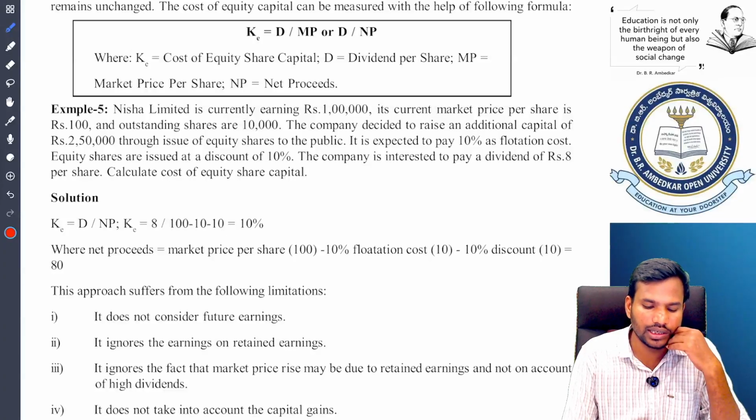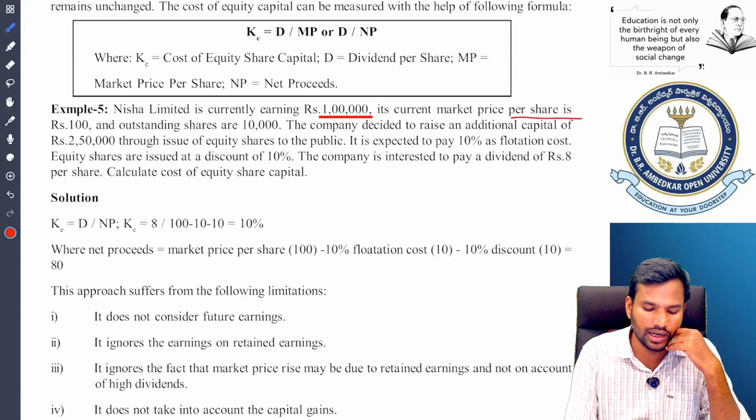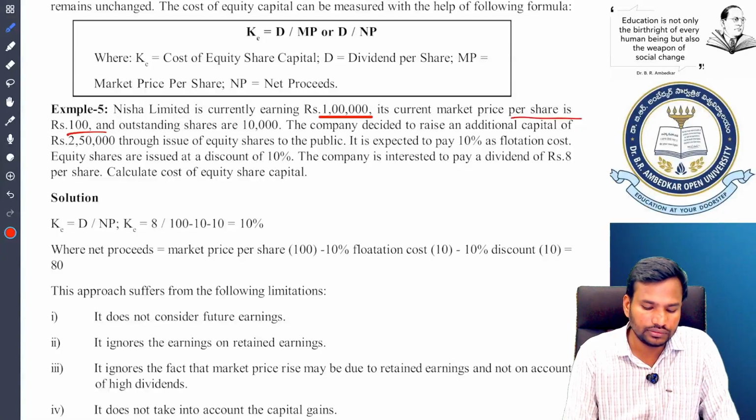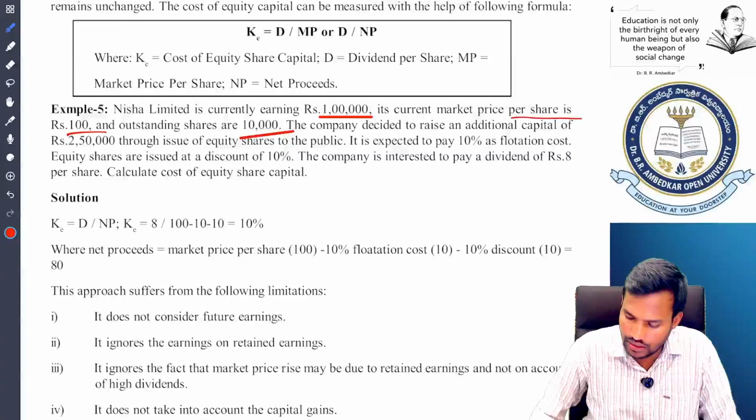A Nisha Limited company is currently earning 1 lakh, its current market price per share is 100, and outstanding shares 10,000. Company additional cost.